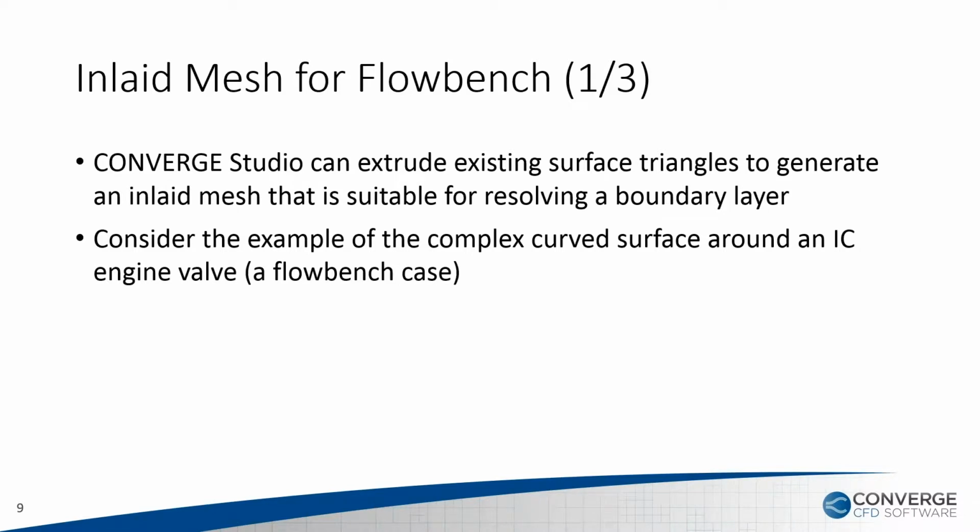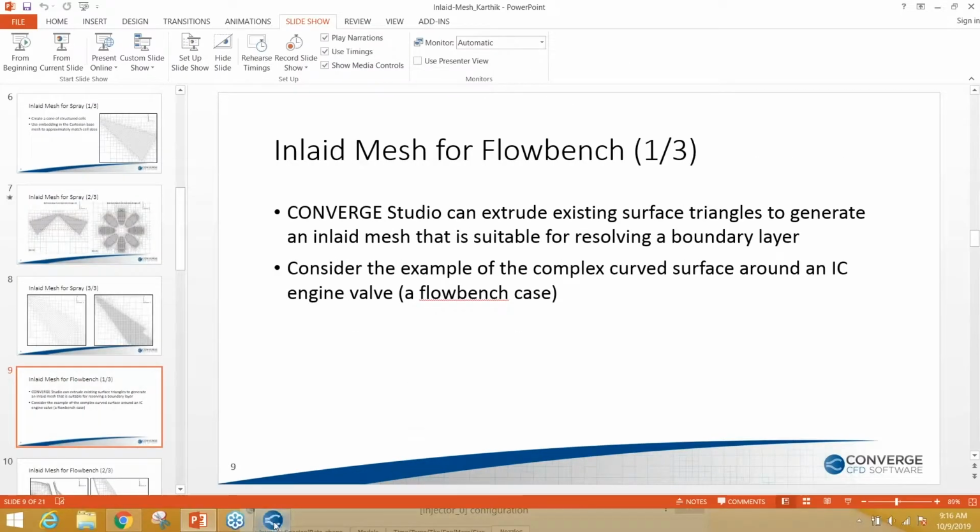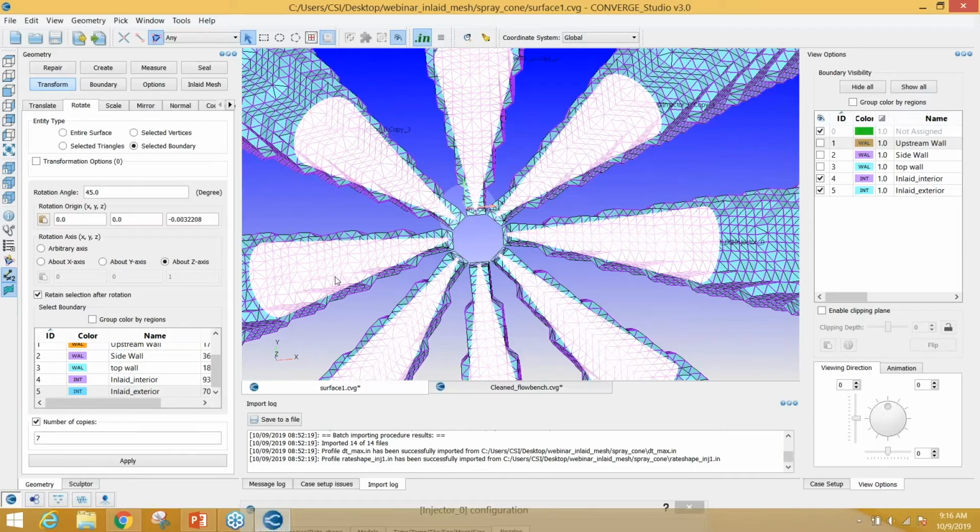So I mentioned that there's a couple of ways to generate the inlaid mesh. We just looked at one of those ways, which was creating an inlaid mesh that's separate from any existing boundaries. The next example I would like to talk about is creating an inlaid mesh by extruding a surface. So let me go back to Studio again.